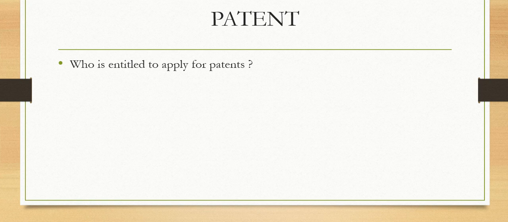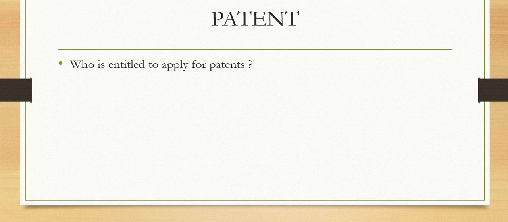So patent: who is entitled to apply for a patent? Under section 6 of the act, an application for a patent for any invention can be made by any of the following persons, either individually or jointly. First, by a person claiming to be the true and first inventor. So the first inventor can go for a patent application. Second is by any person being the assignee of the person claiming to be the true and first inventor in respect of the right to make such application. So an assignee of the inventor can also apply.